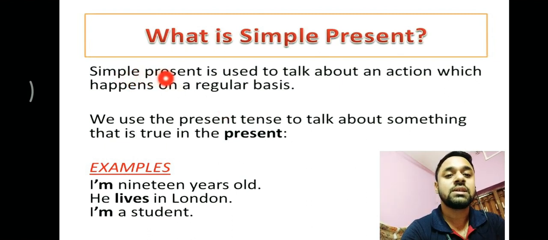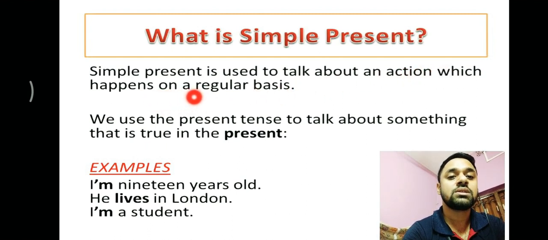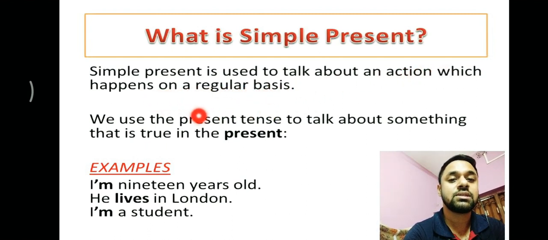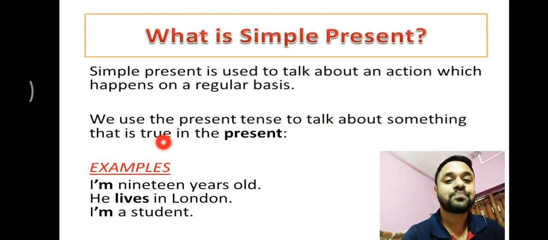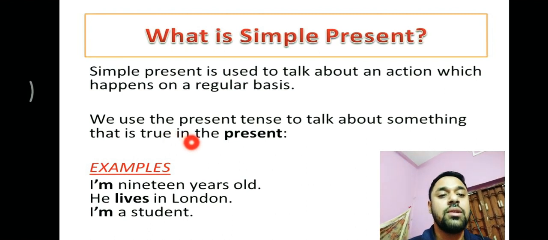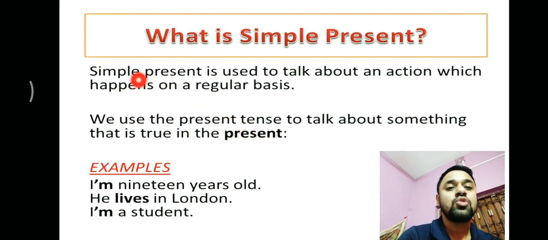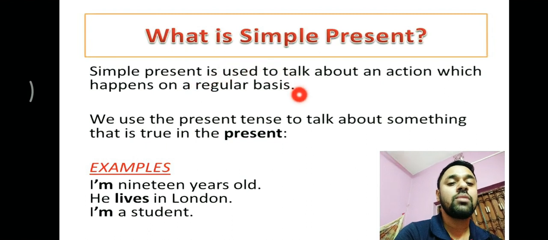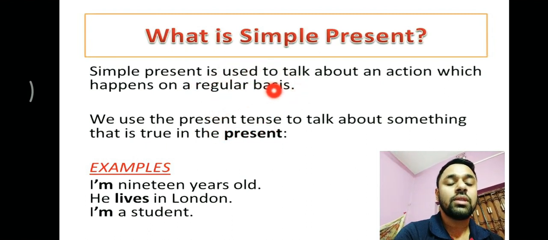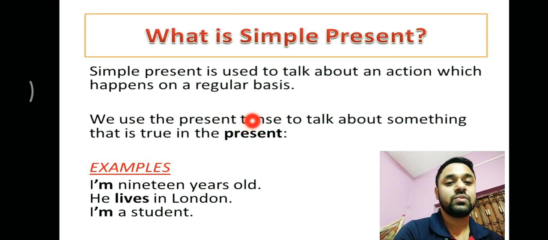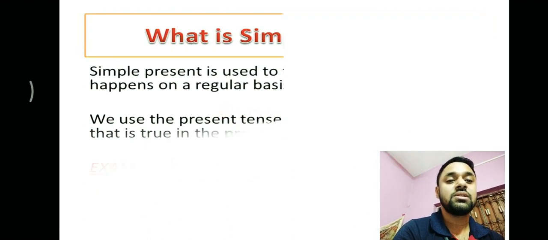Simple present tense is used to talk about an action which happens on a regular basis. We use the present tense to talk about something that is true in the present. So simple present tense we generally use for regular actions, or for something that is true. For that purpose we use this tense. Okay, let's see the rules of this tense.